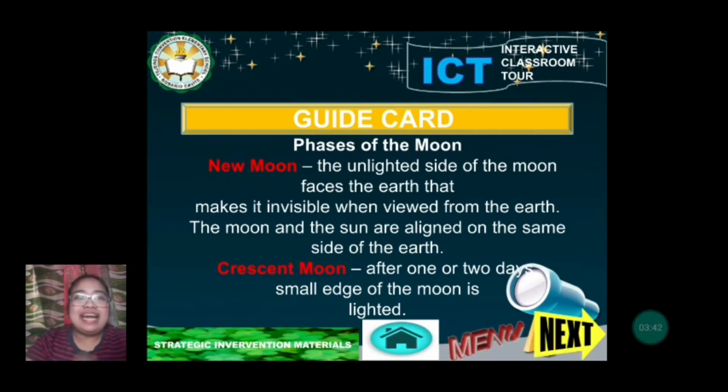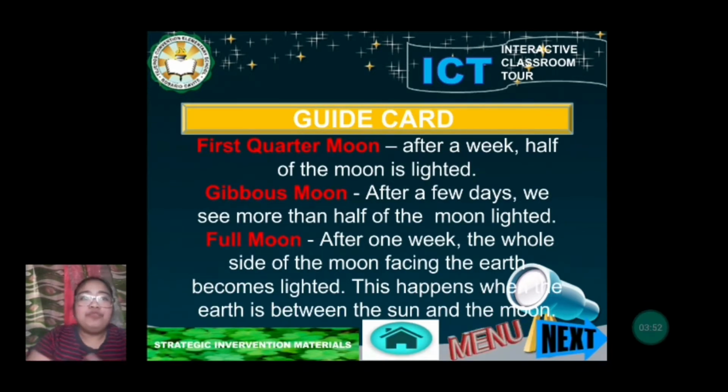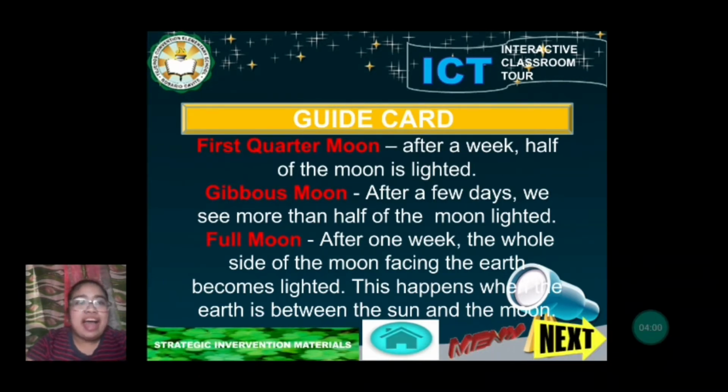Next one will be the crescent moon. After 1 or 2 days, a small edge of the moon is lighted. First quarter moon: after a week, half of the moon is lighted. Gibbous moon: after a few days, we see more than half of the moon lighted. Full moon: after 1 week, the whole side of the moon facing the earth becomes lighted. This happens when the Earth is between the Sun and the Moon.